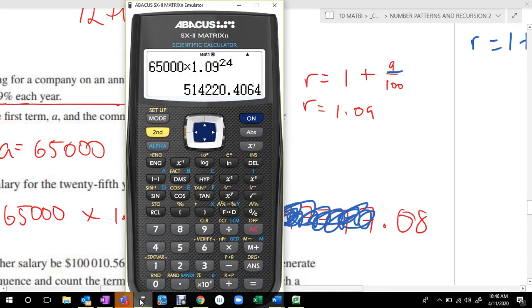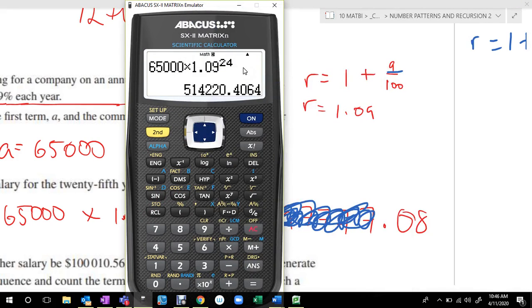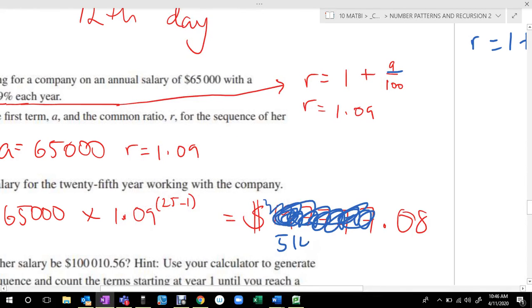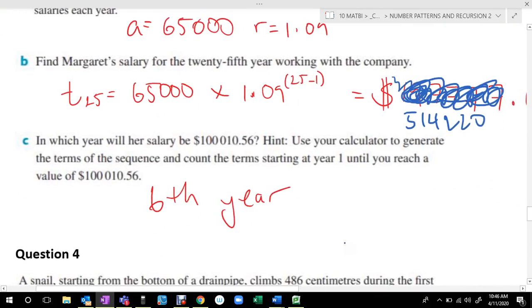Do you guys want to know what time I did this? 1 a.m. Yeah, pretty late. Sorry. That's what happens when you stay up late and you do work that late. Okay, my bad, guys.